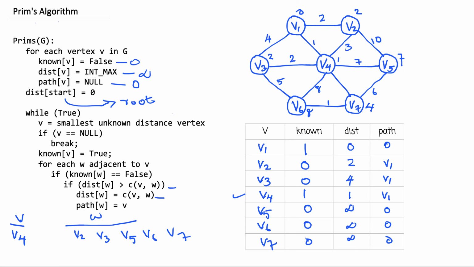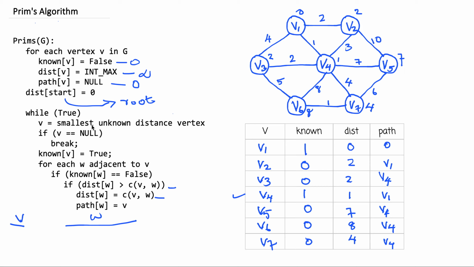Okay, so we have changed the distance variables of the vertices. V2 is unchanged, V3 is changed, V5 is changed, V6 is changed, V7 is changed. So for V3 the distance is 2, it is with respect to the vertex V4, and to V5 the distance is 7, that is also with respect to the vertex V4. To V6 the distance is 8 with respect to the vertex V4, and to V7 the distance is 4, that is with respect to the vertex V4. Now we are done with the vertex V4.